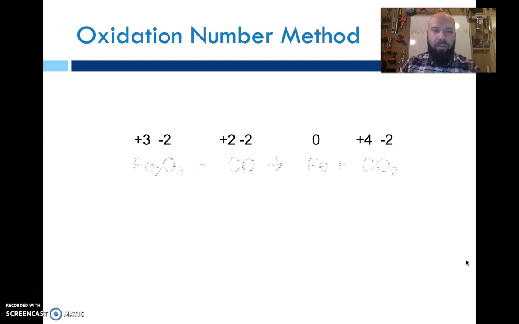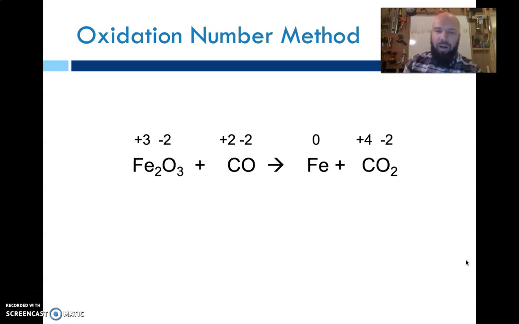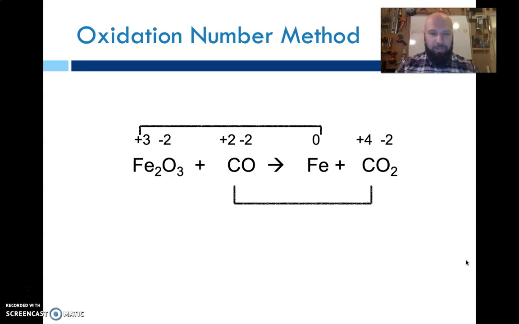So here we have, that came up first. We have iron oxide combined with carbon monoxide to create solid iron and carbon dioxide. The oxidation numbers have been assigned as +3 for iron in the reactants and 0 for iron in the products. So iron is changing. Carbon will be +2 in the reactants and +4 in the products. So carbon is changing as well. Oxygen is -2 in all 3 compounds that it exists in, so it is not being oxidized or reduced.